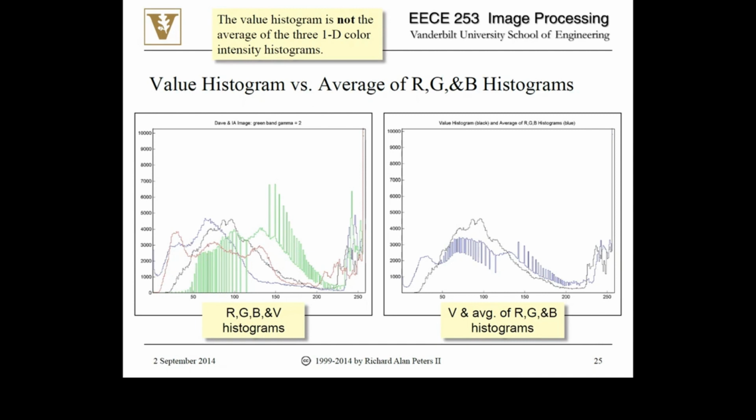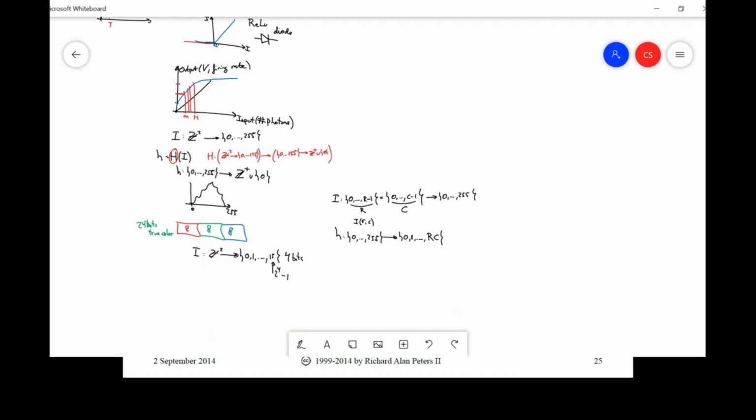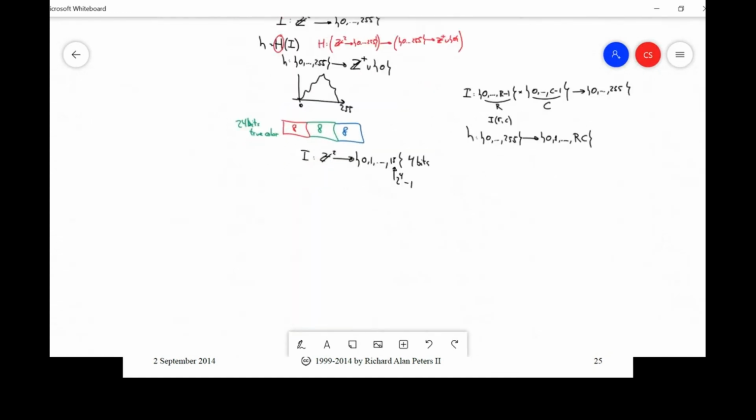And does it sound familiar to you? Do you have any previous knowledge that sounds like that? So the average of the histogram is not the histogram of the average. It's correlated with... It is not related to correlation. It is related to linear systems and the commutativity property. So let's expand on that.